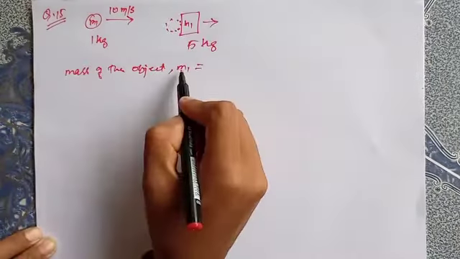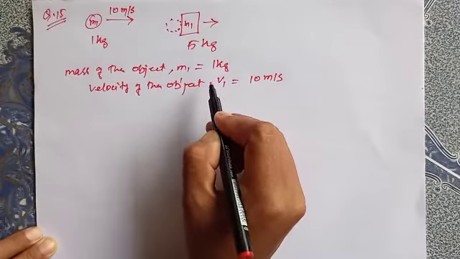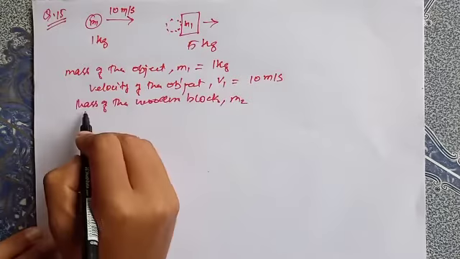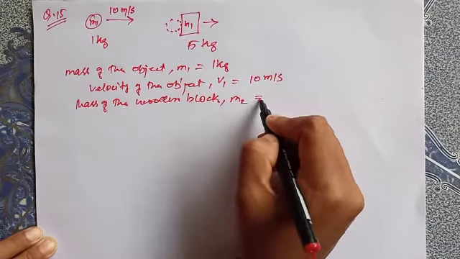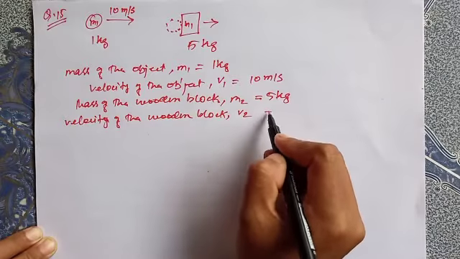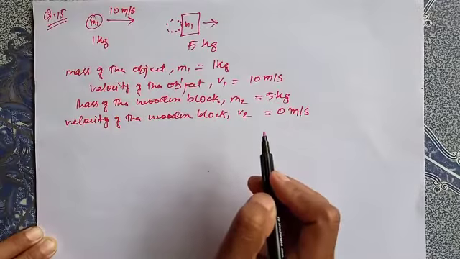So mass of the object m1 is equal to 1 kg and velocity of the object before the collision v1 is equal to 10 meter per second. Now mass of the wooden block m2 is equal to 5 kg and velocity of the wooden block v2 is equal to 0 meter per second since it is at rest.